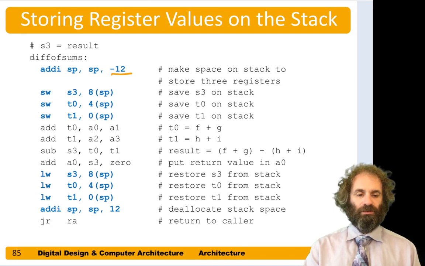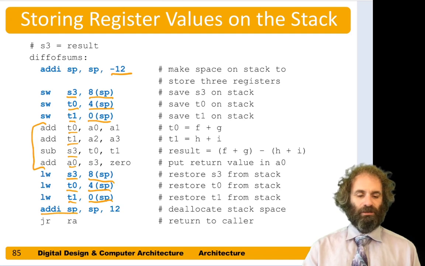Then we can store word. We can store S3, T0, and T1 on the stack at 0, 4, and 8 above the top of stack. Now we've saved away the values. We're free to do our diffofsums function that touches T0, T1, and S3, and it puts its result in A0 at the end. Next, we want to clean up by restoring the values, so we use a load word to load S3, T1, and T0 back again from 8, 4, and 0 relative to the top of the stack.